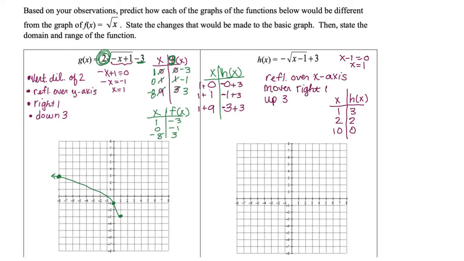All right, now let's plot our points. So we have 1, 3, over 1 up 3, 2, 2, and 10, 0. So we're going to go over 10 and up or down 0. So our function is going to look something like that.